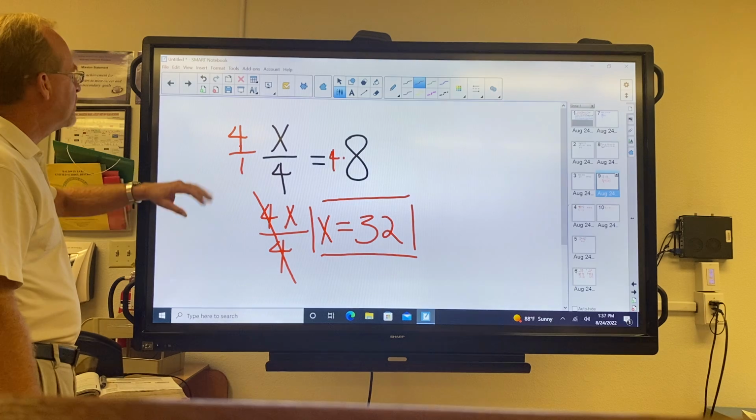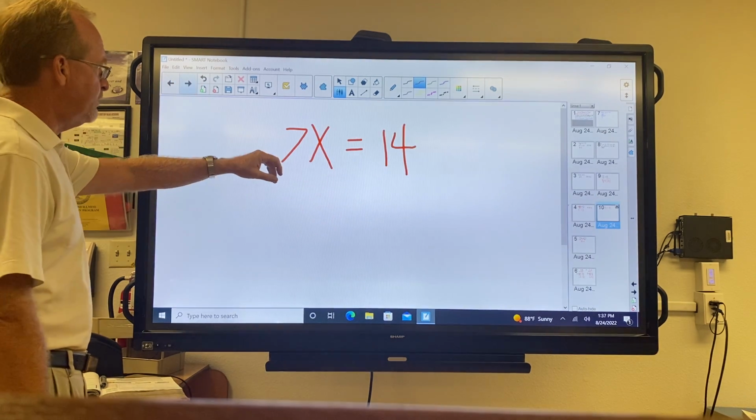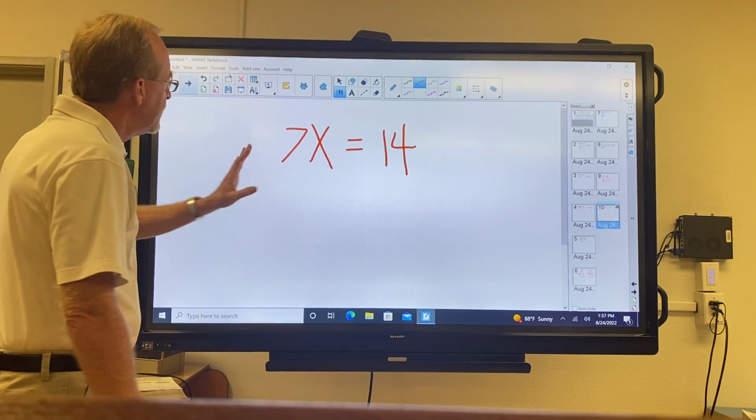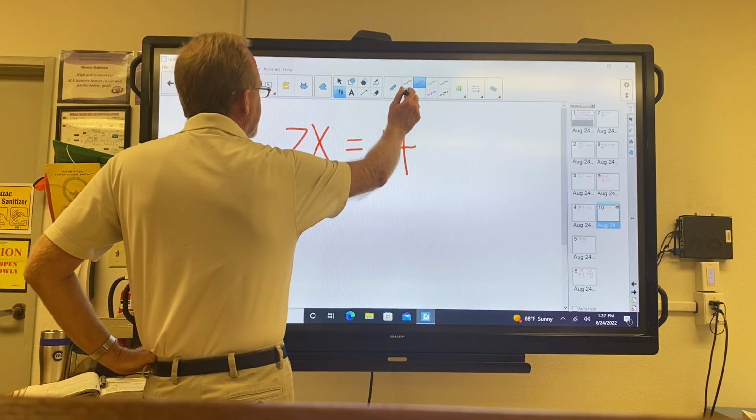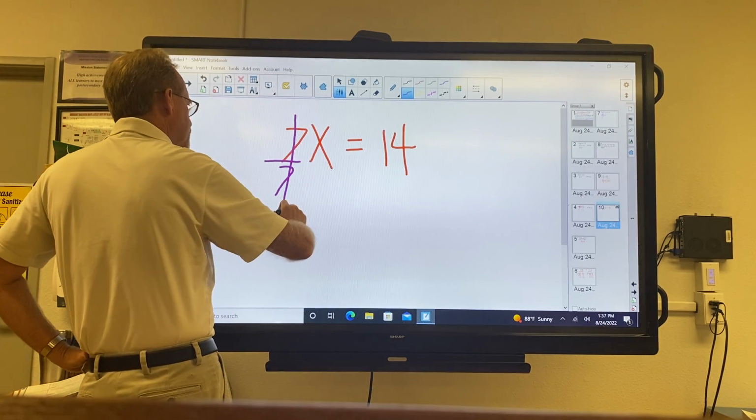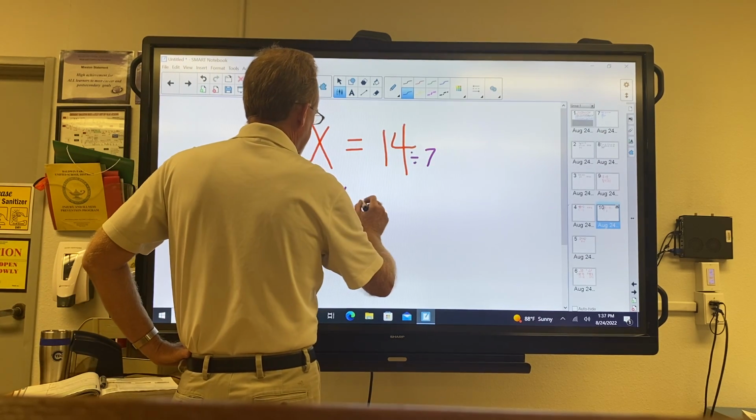That's kind of a classic problem. Next one, a little easier, pardon me. 7x is equal to 14. When you're facing something like that, just divide it by the number. And 7 over 7 gives you 1, or 1x, and 14 divided by 7 gives you 2.